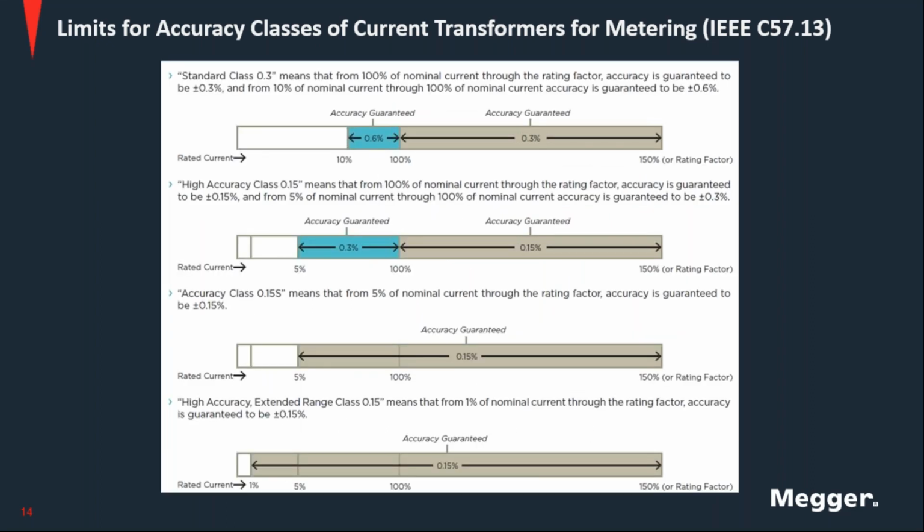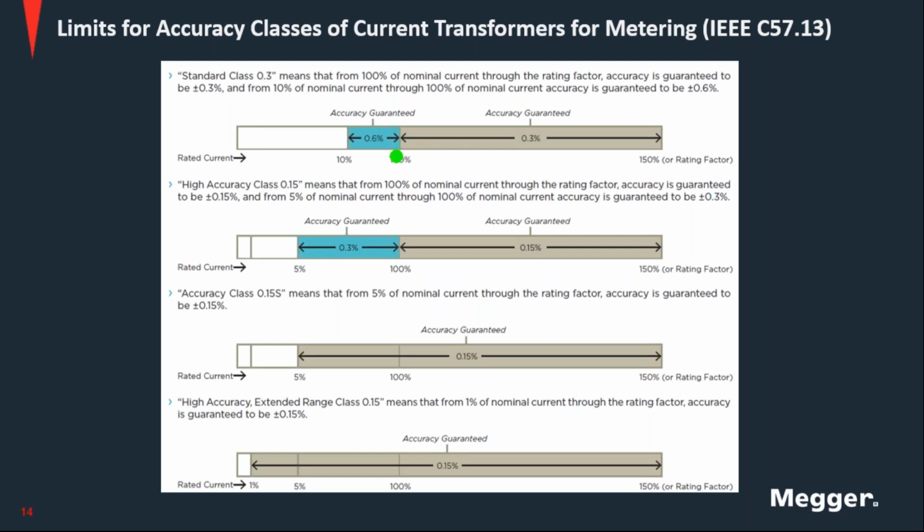A little bit more on the accuracy classes. This is another way to understand the concept. In this case, we are saying that the standard class 0.3 means that the manufacturer guarantees 0.3% from 100% and above up to the rating factor of the transformer, and below 100%, it will guarantee half of that accuracy, 0.6%.